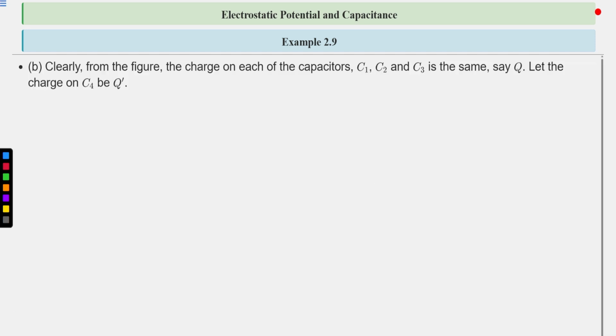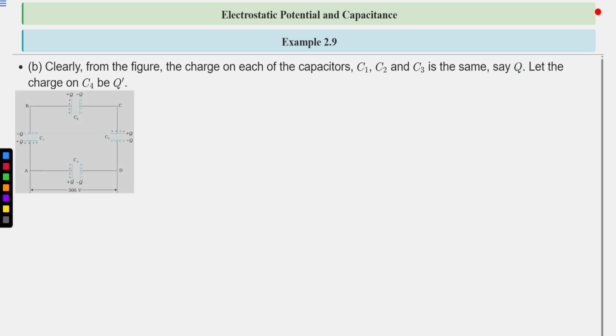Now part B, we have to find the charge on all the capacitors. Clearly from the figure, the charge on each capacitor C1, C2 and C3 is the same. Since C1, C2 and C3 are in series, the charge on these three capacitors will be the same. So let it be Q, and let the charge on C4 be Q dash.